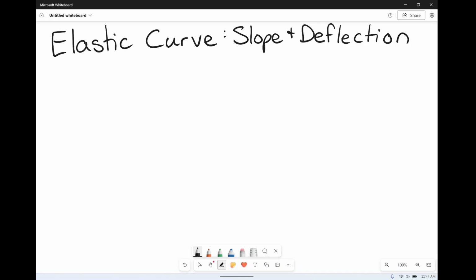This video is going to cover the elastic curve for slope and deflection. This is going to be using the double integration method, and the big thing that we need to focus on is boundary conditions and continuity conditions. So boundary conditions are when you're looking at supports effectively.